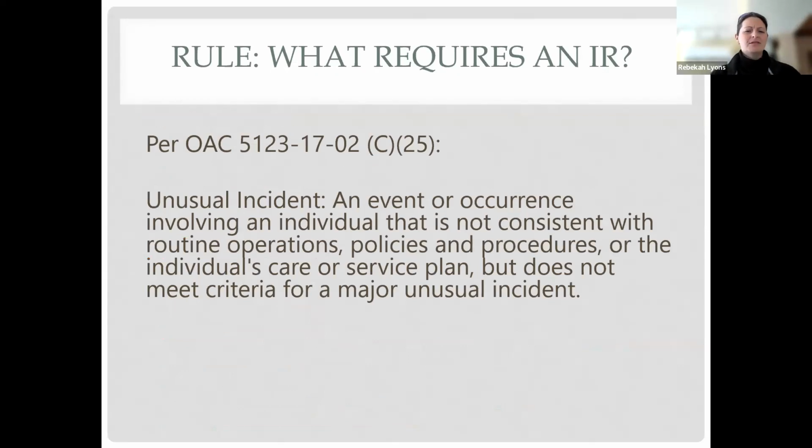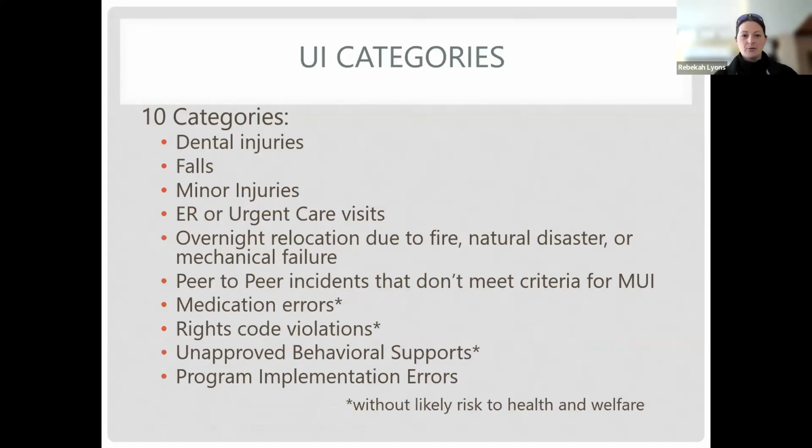Another category that requires an incident report is an unusual incident. And this is just something that's a break in your routine operations, policies, procedures. Maybe the plan wasn't followed. The rule does outline 10 categories that are required to have an incident report. And those are as follows: injuries, falls, ER visits, and we're looking at low-level peer-to-peer incidents, med errors, rights code, UBS, and program implementation errors. That's where the plan wasn't followed, but there's not a high risk to the person. So all of those trigger.